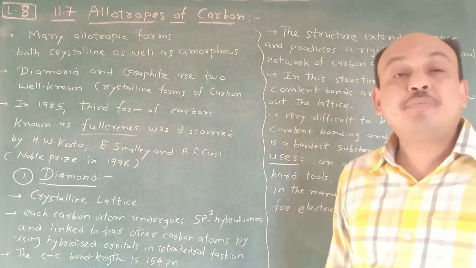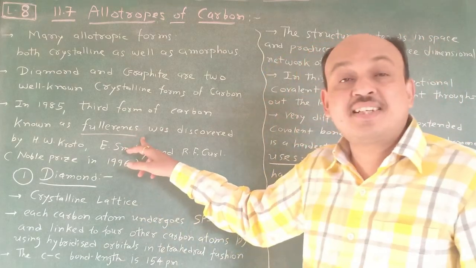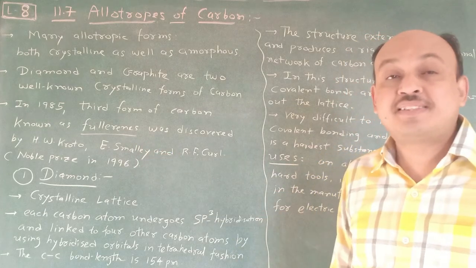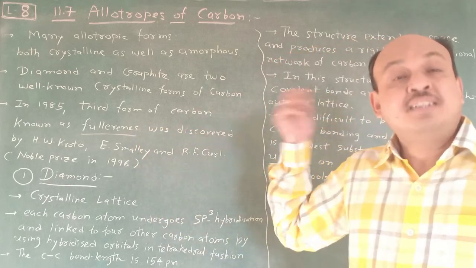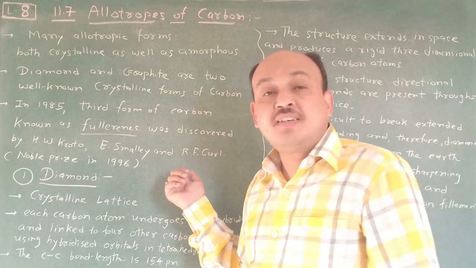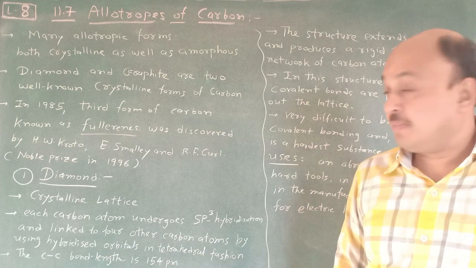So the most common fullerene is C60, and C70 is also obtained. There are 60 carbons present, 70 carbons present, and another with 350 carbons is also present, which is very rarely known. So this is all about the allotropic forms of carbon.